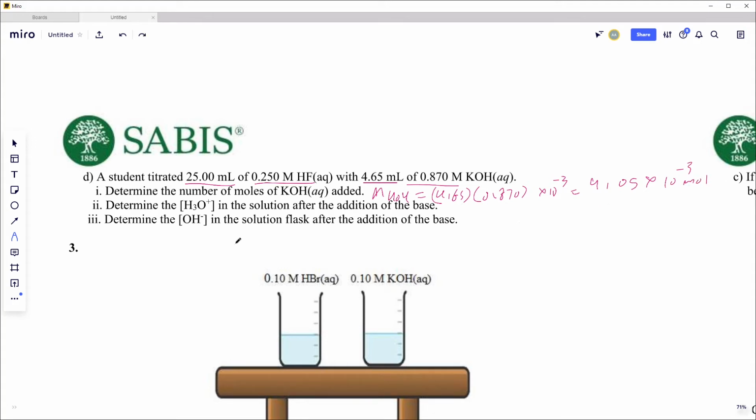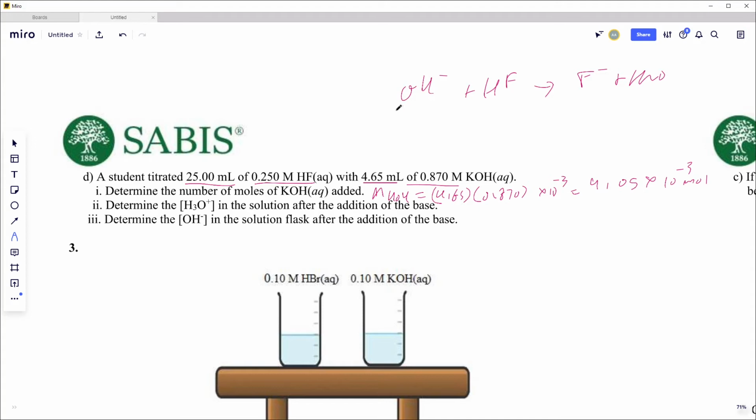Anyways, determine the concentration of H3O plus in solution after the addition of the base. It looks like you're talking about equilibrium, but actually it's a strong base, so it's not equilibrium. But you still need to know how they reacted. So you can do it like this: OH minus plus HF, the reaction actually goes to completion, to give F minus plus H2O.